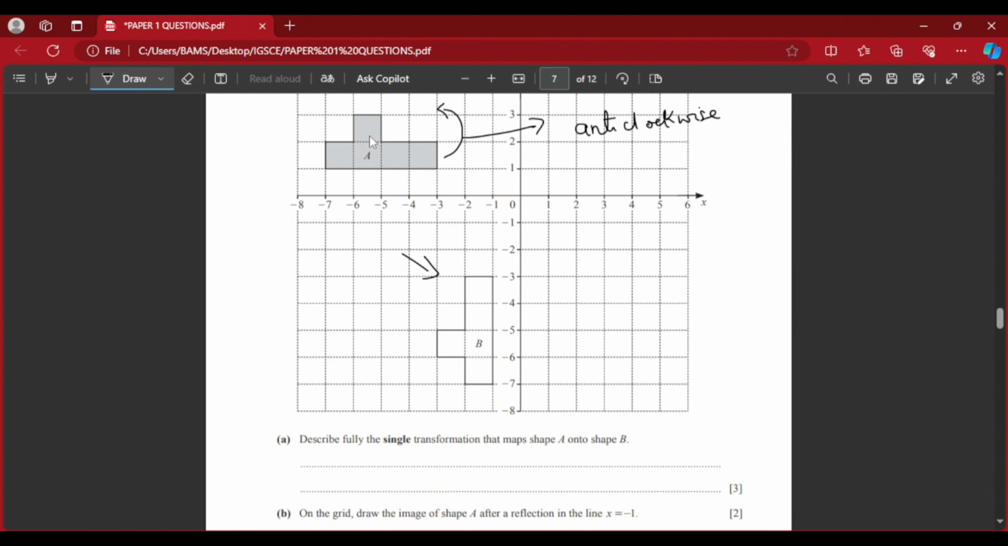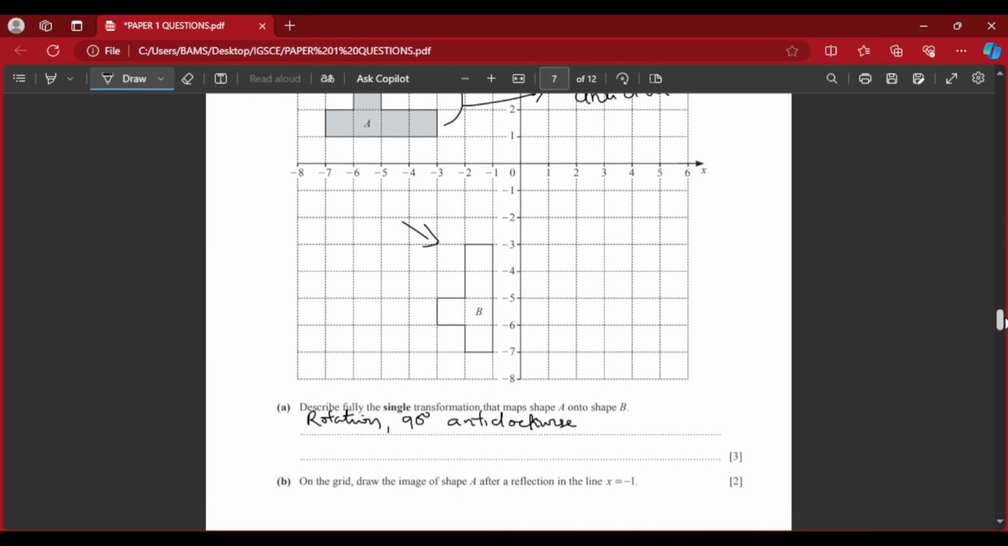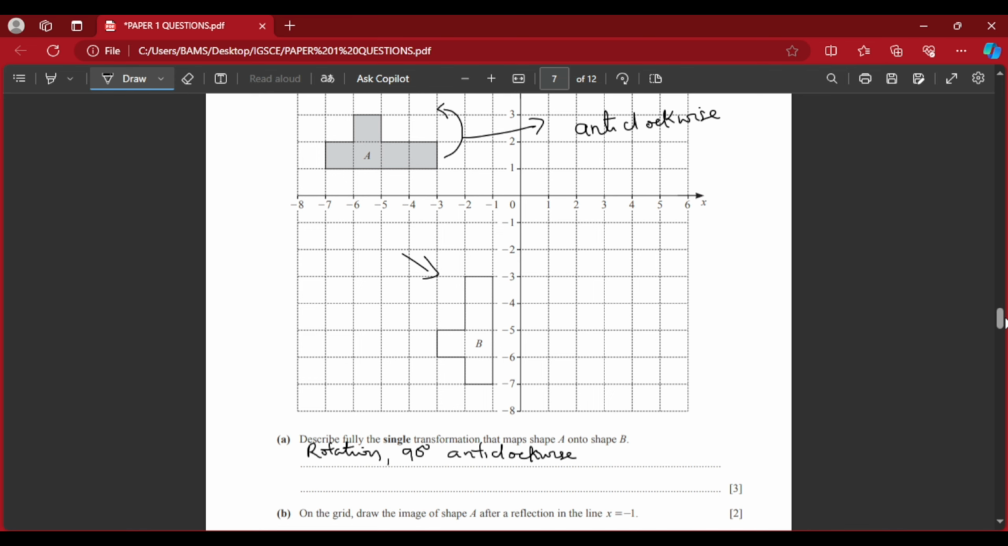So if I want to just answer this one, I'll just say it is a rotation, and it's going 90 degrees anti-clockwise. Yeah. So I've just described that. Now for part B, on the grid, draw the shape A after a reflection in the line x equals minus 1. Okay, so how do I draw the reflection? Let me just erase all these so that we can have a clear board. I want to get the reflection at x equals minus 1. So I'll first of all draw a line on x equals minus 1.